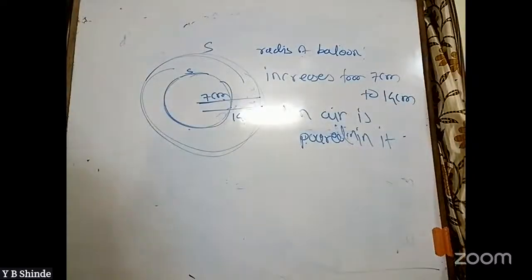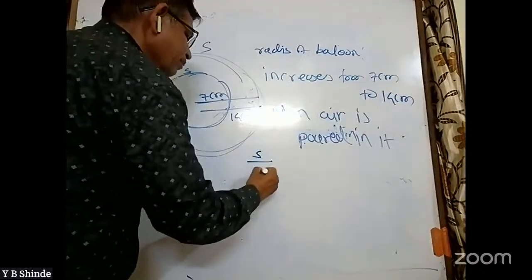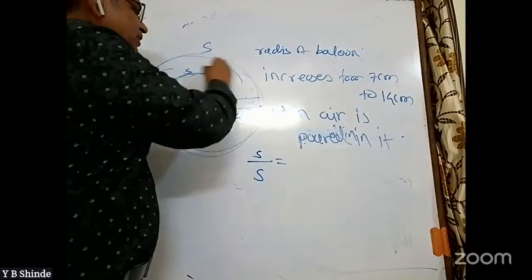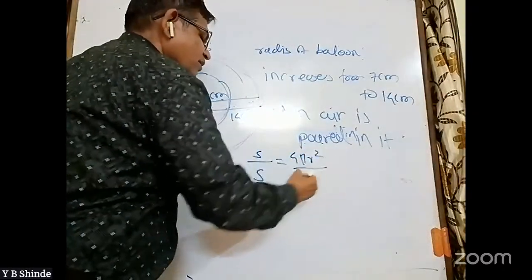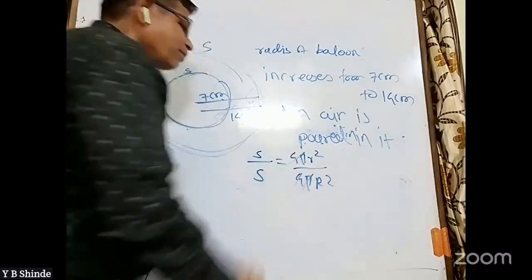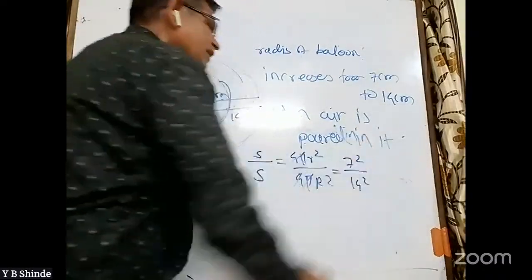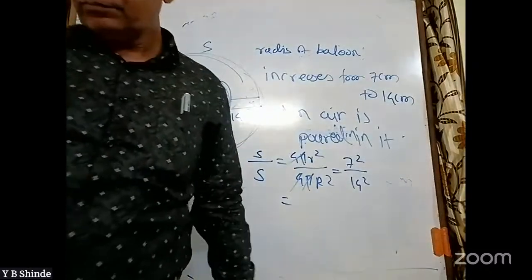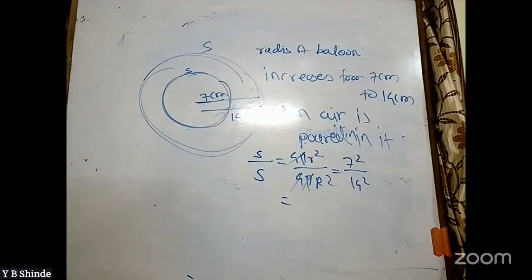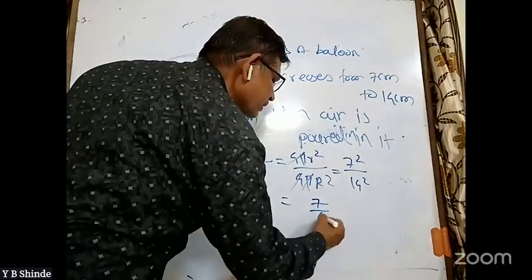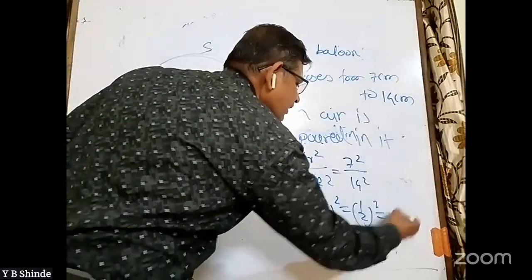Guess. We have to find the ratio, small s upon capital S. What is the formula of small s? What is the surface area? 4 pi small r square. And capital S is 4 pi capital R square. 4 cancels, pi cancels. R square upon R square. What is r? 7 square. What is R? 14 square. Can you calculate? Will someone tell me the calculation? Very simple. See here. I will write it as 7 upon 14 in bracket square. That is 1 by 2 bracket square. That is 1 by 4.